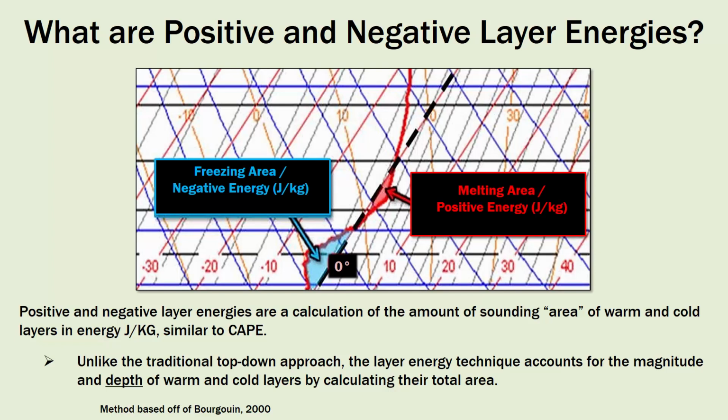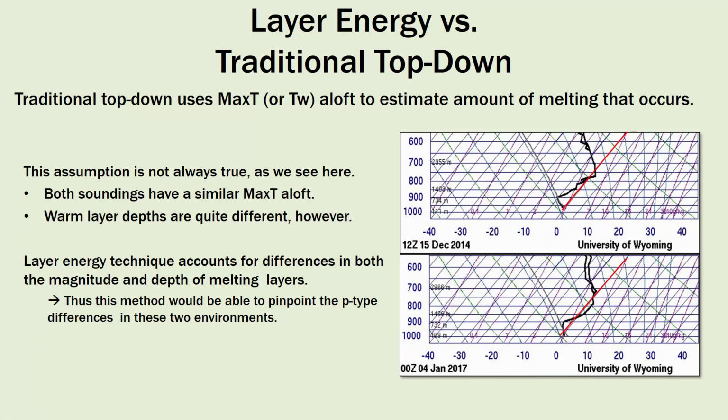So again, this is a method similar to that of Bourgouin, where he measured the areas of the above and below freezing portions of the soundings in terms of energies, a joule per kilogram. This is very similar to that of CAPE. But again, unlike the traditional top-down, the layer energy technique accounts for the depth of the warm and cold layers as well.